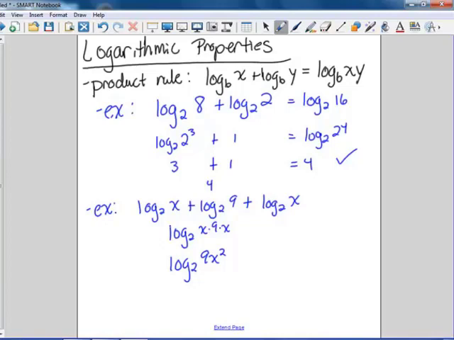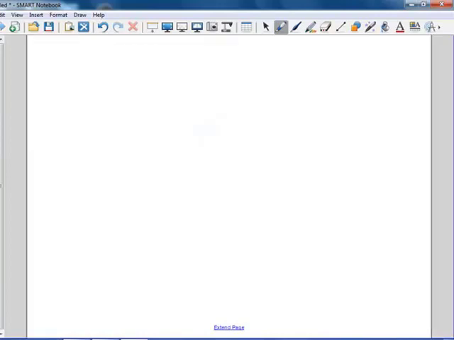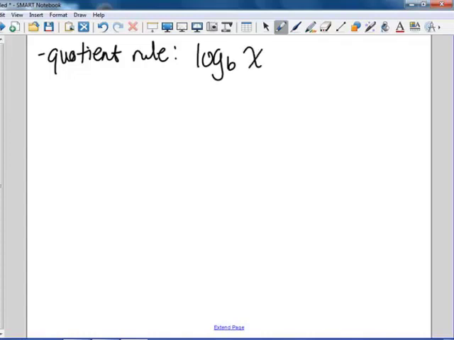Okay, how about the next rule is going to be the quotient rule. Again, just like with exponents, we have the quotient rule. We're going to have the logarithmic quotient rule. So, log base b of x, if you can guess, instead of plus, is going to be minus log base b of y. This combines to log base b of x over y.